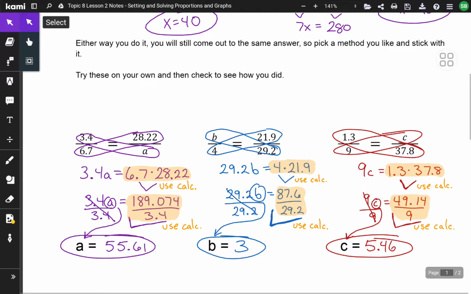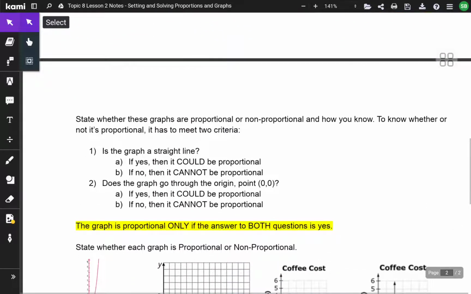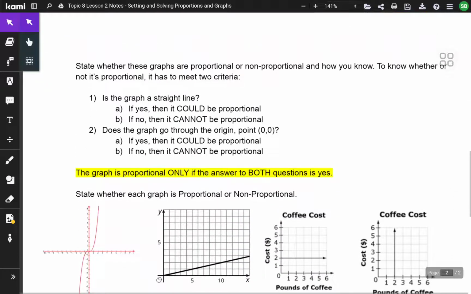Now, take a moment, flip your paper over, and let's take a look at the graphs. The graphs are probably the easiest thing to do with proportions at all. To state whether a graph is proportional or non-proportional is super duper easy. It's got to meet two criteria. If it meets both criteria, it is proportional. If it does not meet both or even just one of them, it is non-proportional.